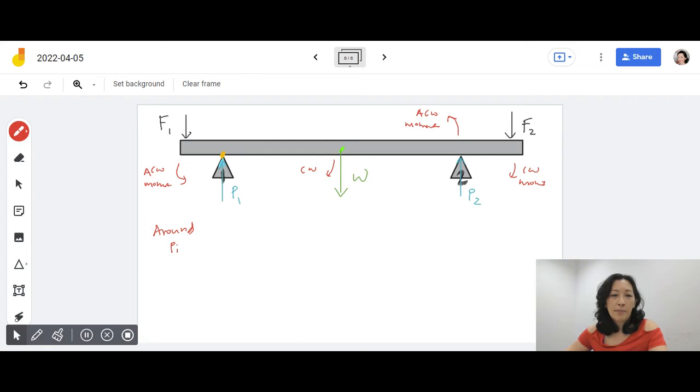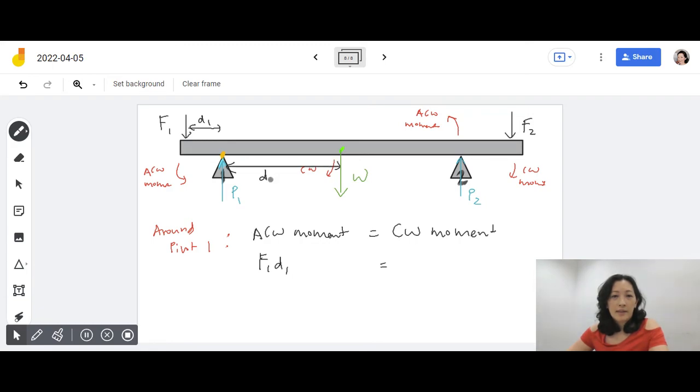by the principle of moments, you would take, let's say here, F1 D1. Wait, let me do it this way first. Anti-clockwise moment equals clockwise moment. Then you take F1 D1. This one is a clockwise moment, so this one goes the other way. So let's say, for example, this is D3, because I want to take this as D2.